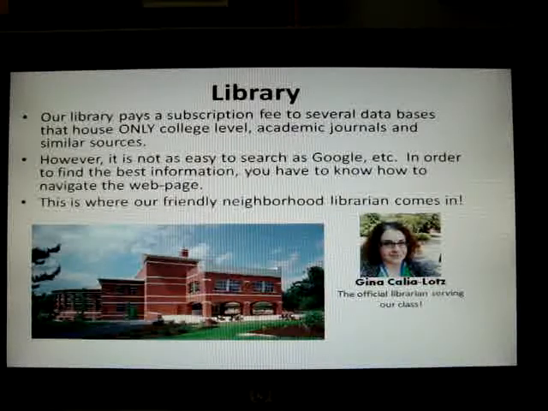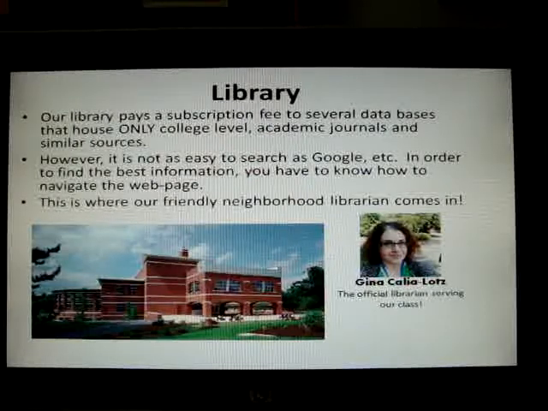Now, you really don't need to use the library for this assignment. Most of what you need you will be able to find in a Google search. But I will make some suggestions to you on each of your individual topics that you may want to look at a particular source through the library.